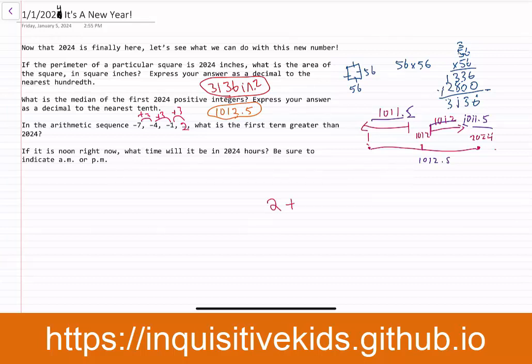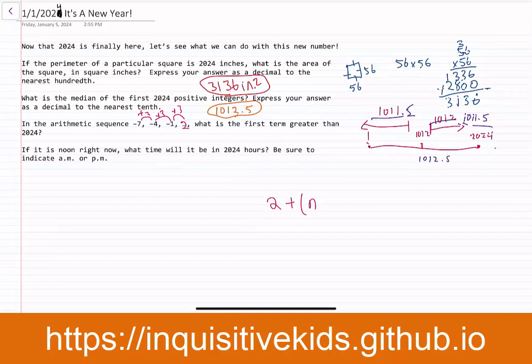2 plus a certain number of terms minus 1 times the value that's being added on every single time. In this case, it's 3, is equal to a number that's greater than 2024. Let's say that it's 2025. We wrote 2025 down because it's the smallest term that could be greater than 2024. And if you're wondering how we got this equation, you can go look at the arithmetic sequences playlist that we have on our channel.